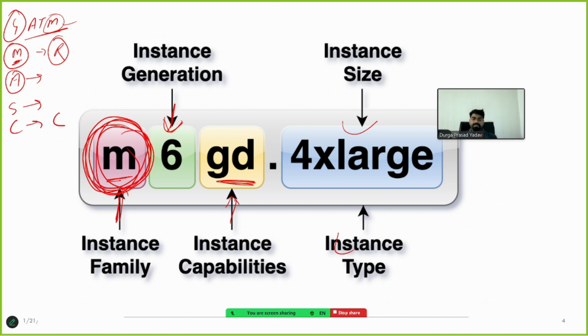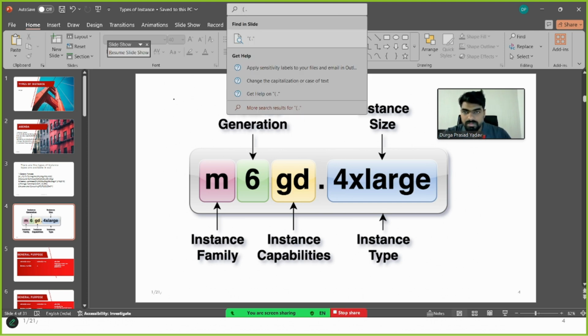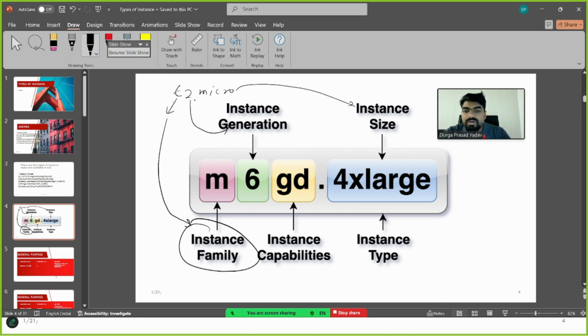4x large. Let's say if you write T2 micro, so T is the instance family as M is, 2 is the instance generation, and micro is the instance size. Clear, guys? T is the instance family, 2 is the generation.